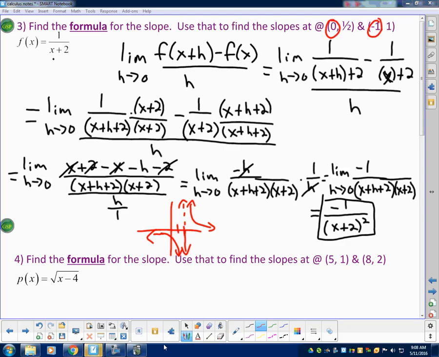So if I want to find the slope m at 0, 1/2, what I'm going to do is find negative 1 over 0 plus 2 squared. And so negative 1 over 0 plus 2 squared gives me negative 1/4, right? 0 plus 2 is 2. 2 squared is 4, so it's negative 1/4. So the slope at 0, 1/2 is negative 1/4. What would the slope be at negative 1, 1?